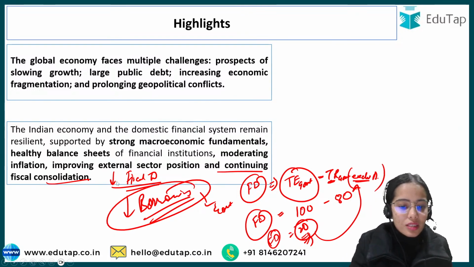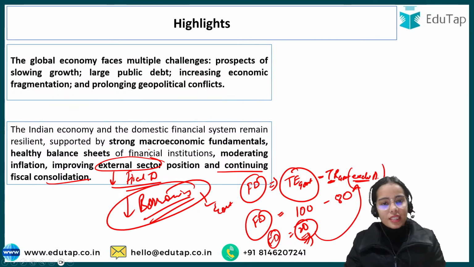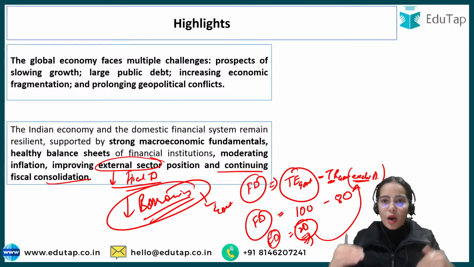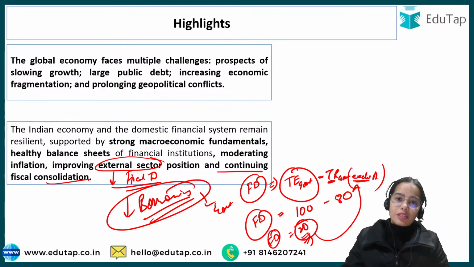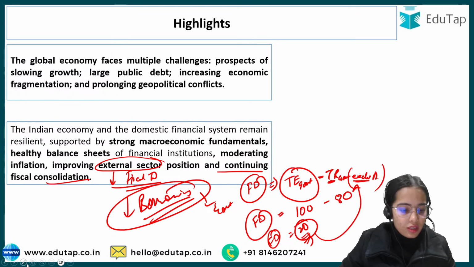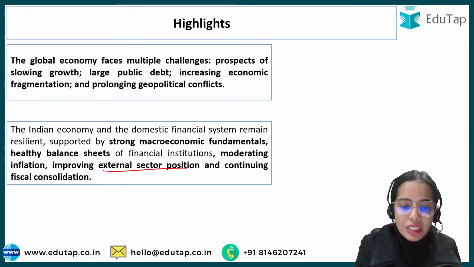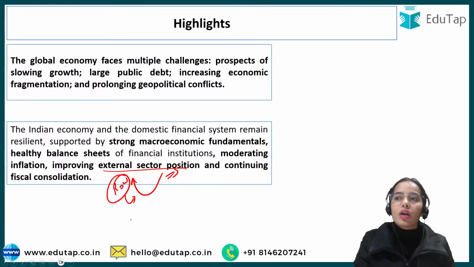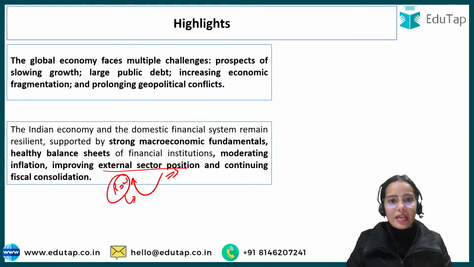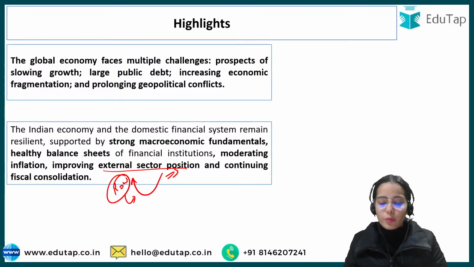External sector means, external means what? Out of our country. As easy as that. Okay, external means out of our country. We are a country. Out of our country is external sector. So improving external sector position means that our position in terms of the rest of the world is improving. That means we are able to export. Okay, we are getting back on our feet in terms of exporting.